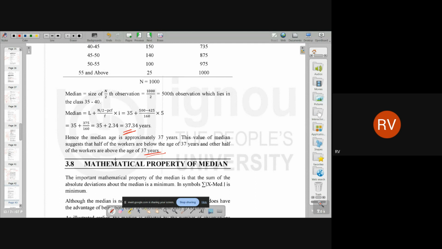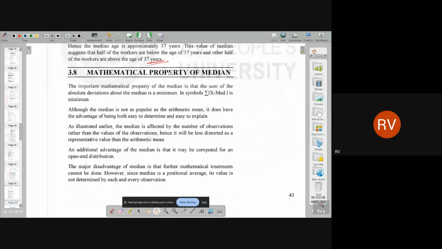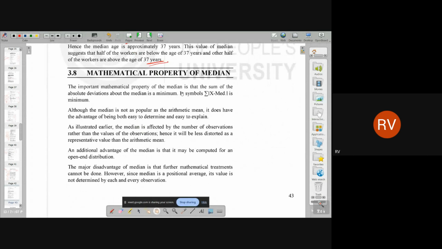That is the mathematical property of median. The important mathematical property of median is that the sum of the absolute deviations about the median is minimum. That is, sigma modulus of x minus median is minimum.